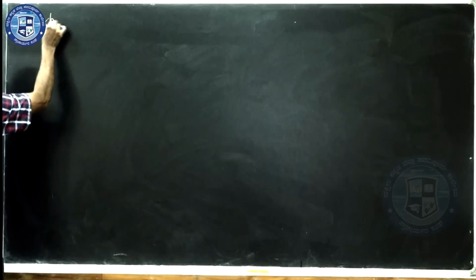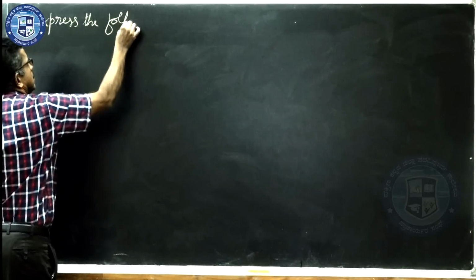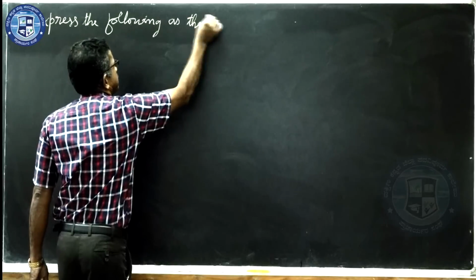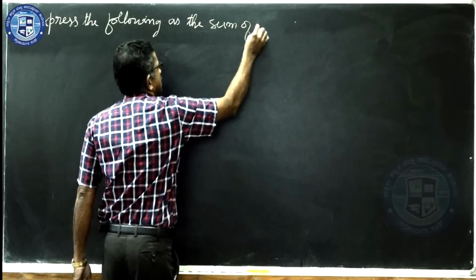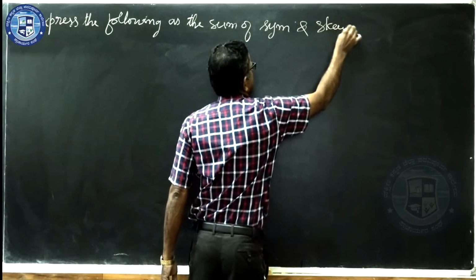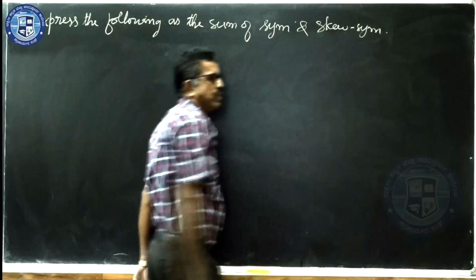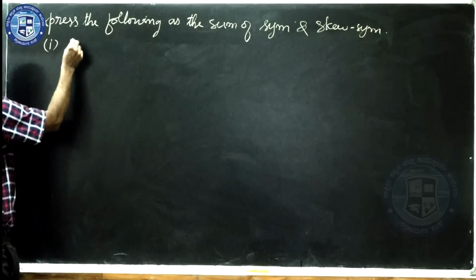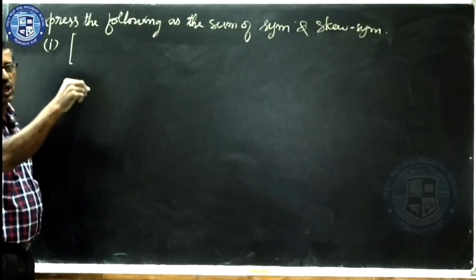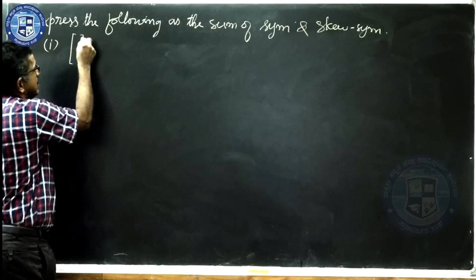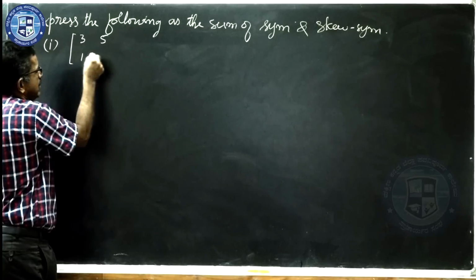Express the following as the sum of symmetric and skew symmetric matrices. We'll take 3 cases here. Case number 1, I'll take only one example with the 2 cross 2 matrix. It is 3, 5, 1, minus 1.